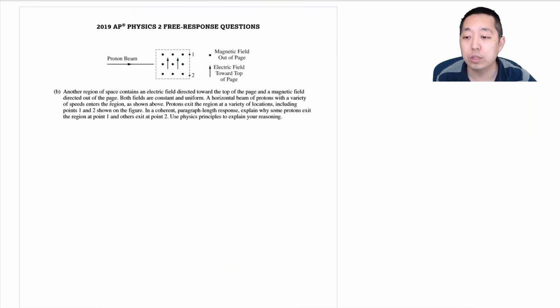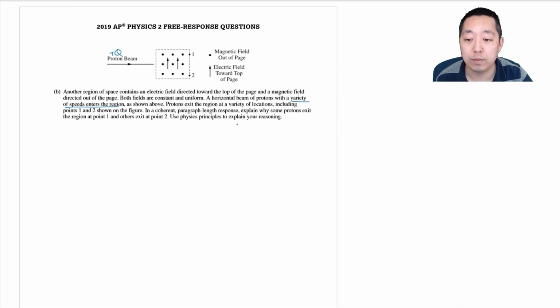Okay, so another region of space contains an electric field directed toward the top of the page and a magnetic field directed out of the page. This is almost the same as the previous two examples, except the electric field is going upward. And it's a proton beam, so those are positive charges flowing. A horizontal beam of protons with a variety of speeds enters the region, as shown above. Protons exit the region at a variety of locations, including points 1 and 2.